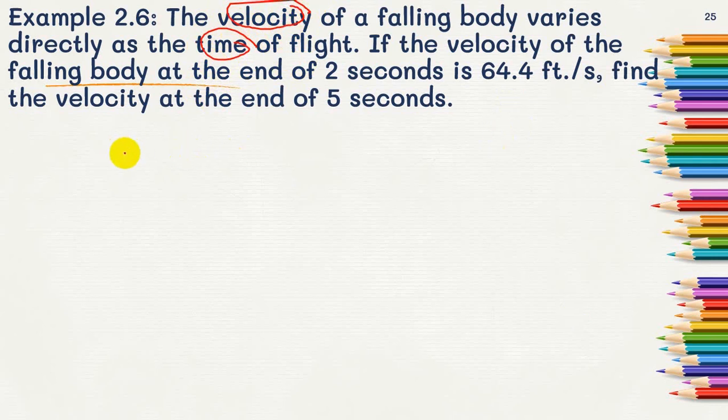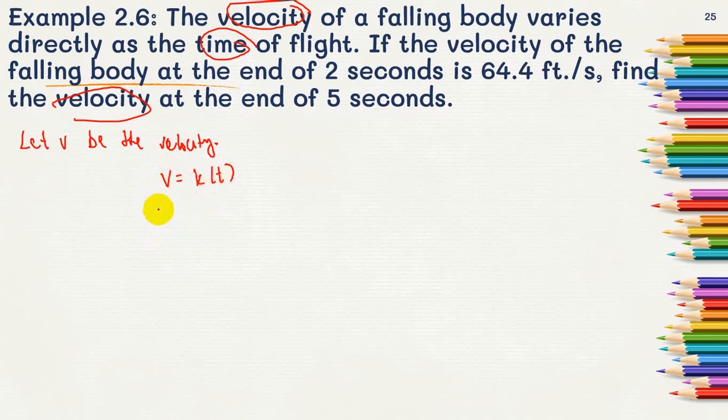So first thing is we have to find what is unknown. The unknown value is the velocity. We can represent velocity as V. So let V be the velocity. Alright. Next, let's form the variation statement. The velocity varies directly as the time. So V equals K times T.